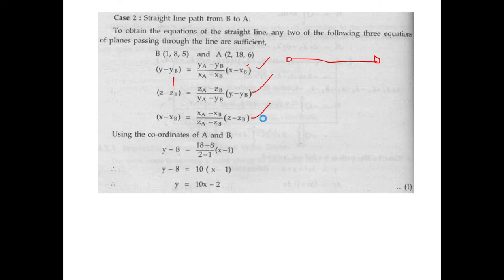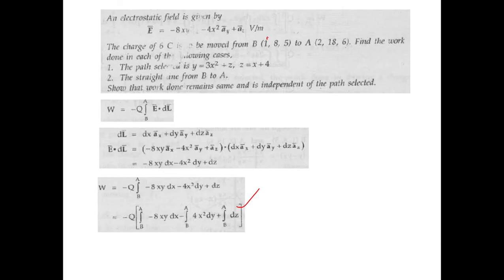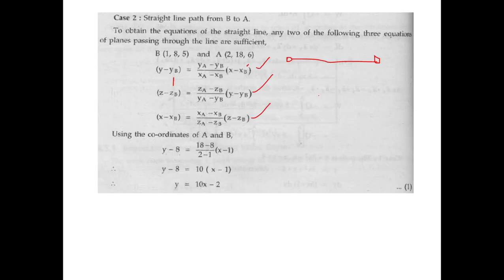this is xb, yb, zb, xa, ya, za. So these are the 3 points which you should substitute here. When you substitute it here, you will get these 3 equations. Or yeah, y minus 8 is equal to (18 minus 8) divided by (2 minus 1), through this equation. And when you solve this equation, you get y is equal to 10x minus 2.